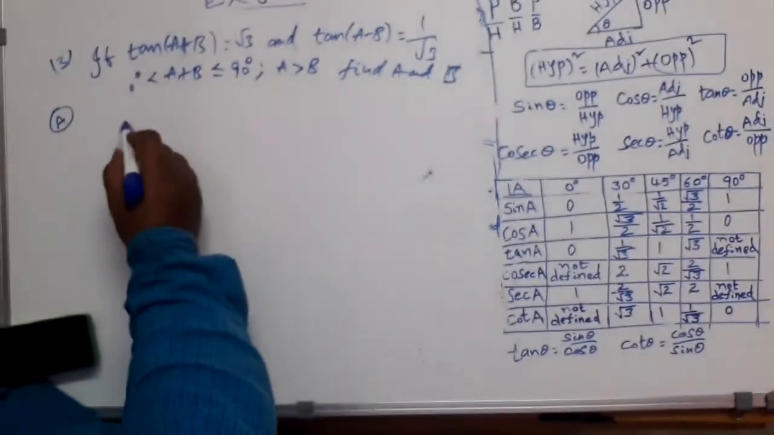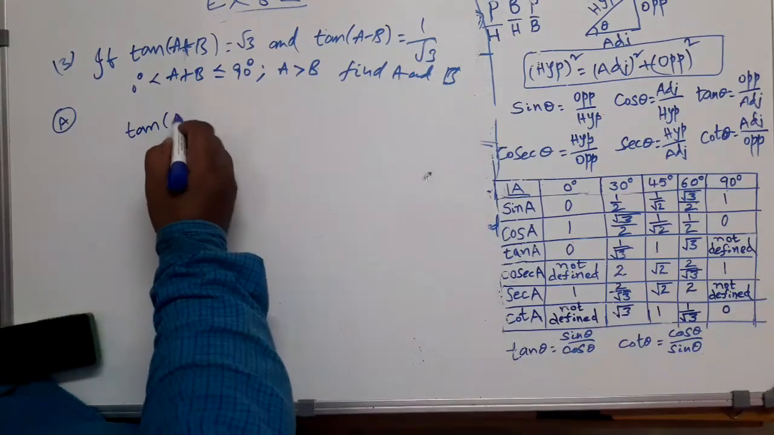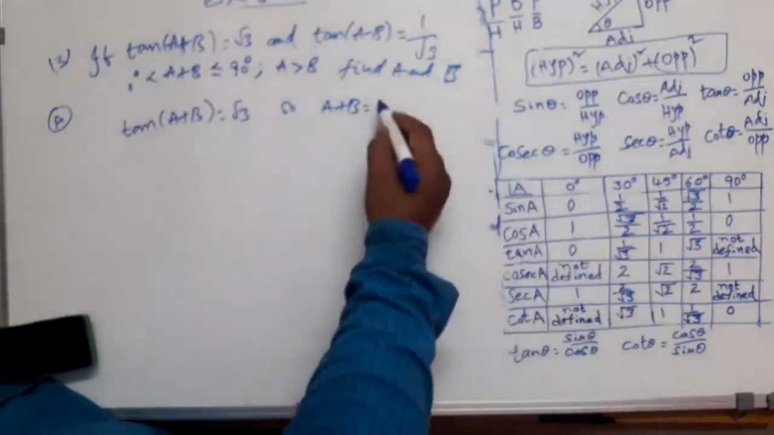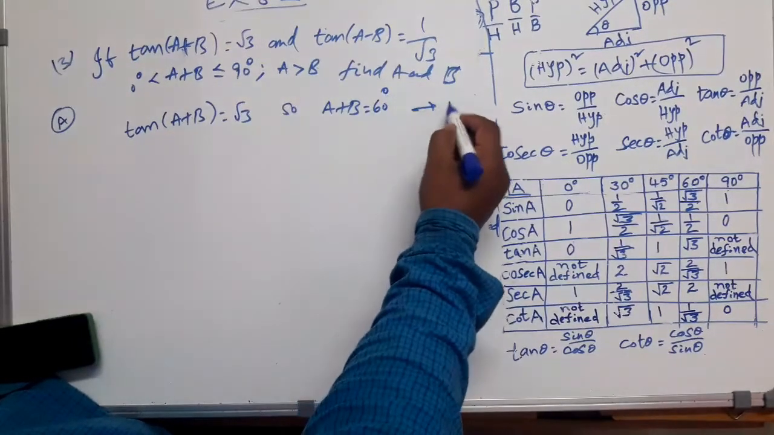So from this, what can I write? Tan (A plus B) is equal to root 3. So A plus B is equal to angle 60 degrees. Let us say this is relation 1.